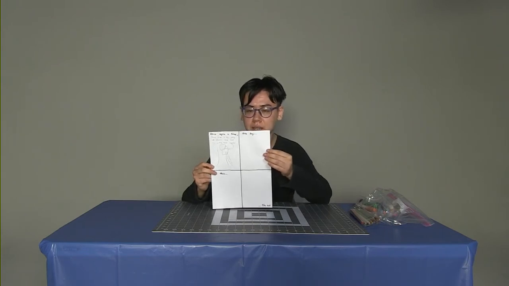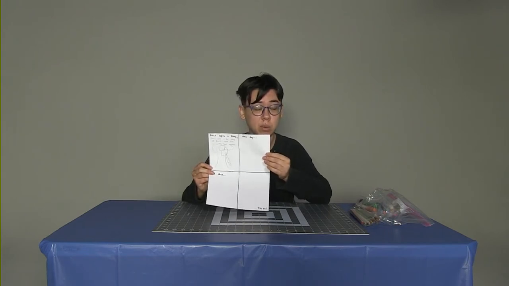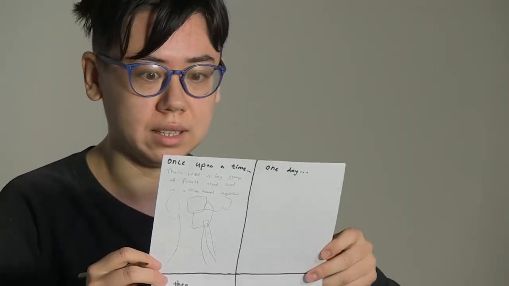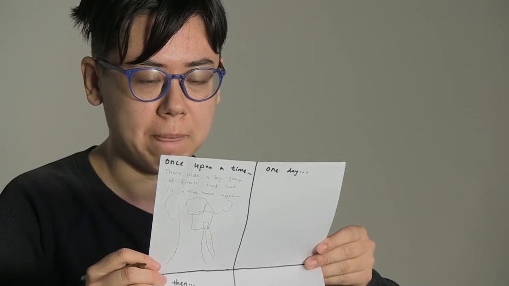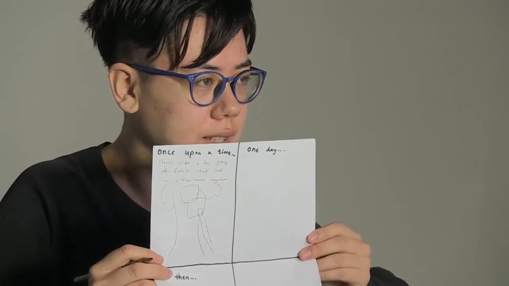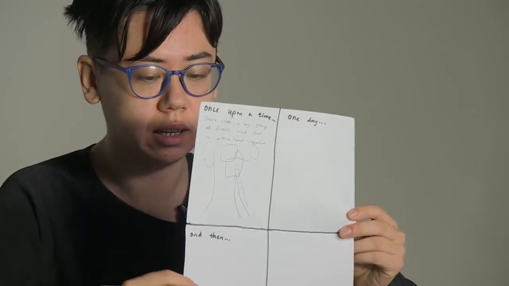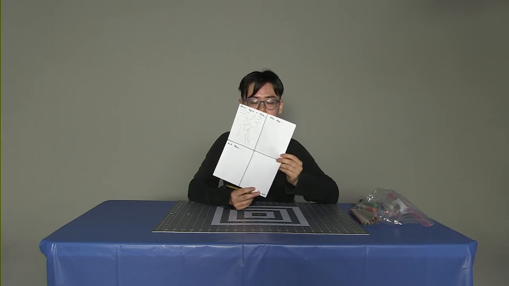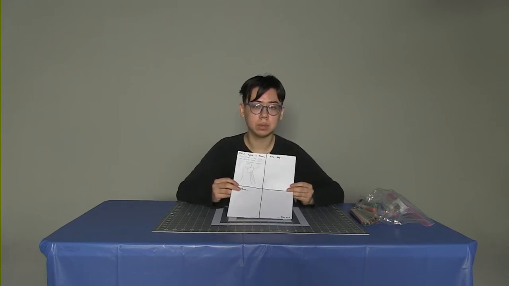And the next person would start the story their own way. So they might think that something else happens. So they might say, and then one day an airplane crashed into the top of the treehouse. Then you could pass it on to the next person and they would write the third part and the next person would write the fourth part. You can also just pass this back and forth between two people.